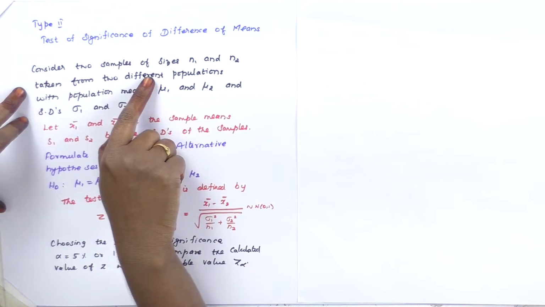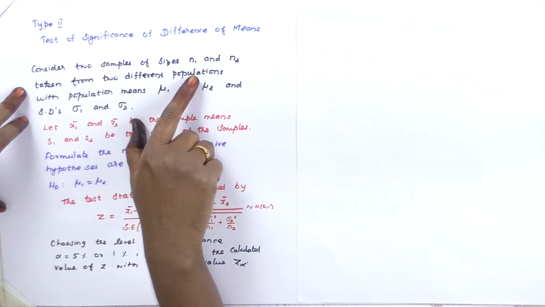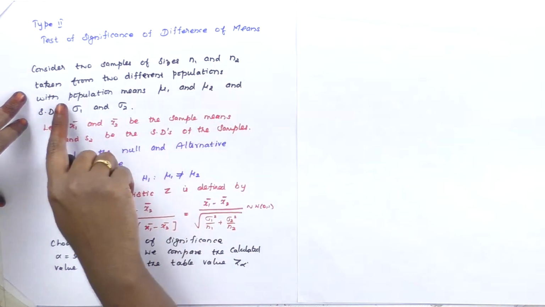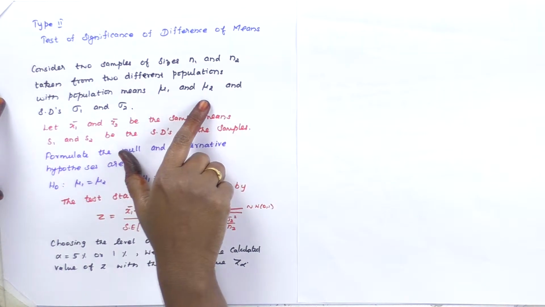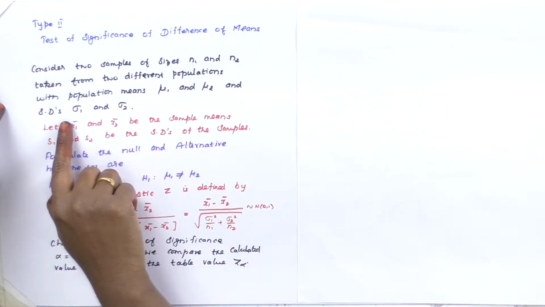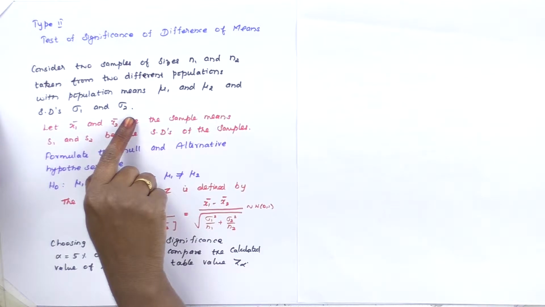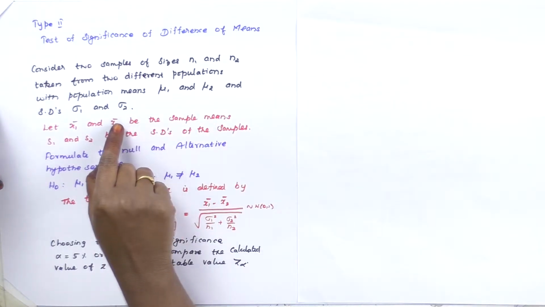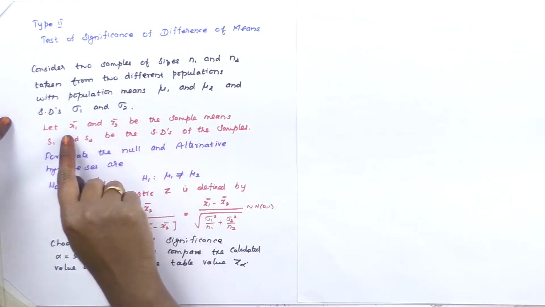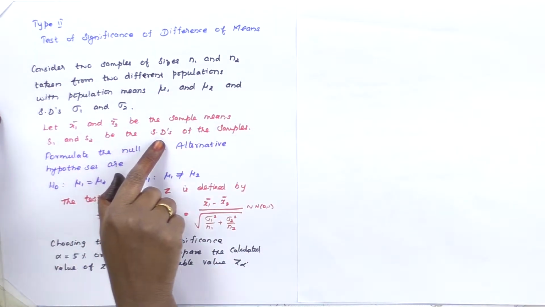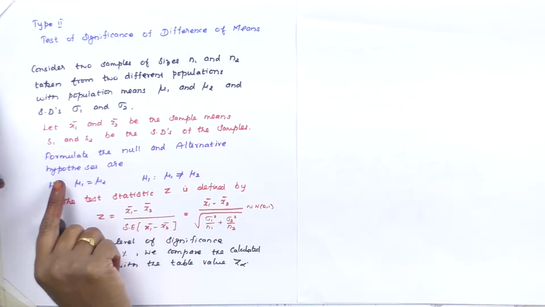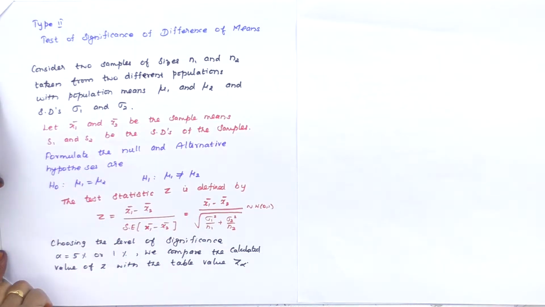Here we consider two samples of sizes n1 and n2 taken from two different populations with population means mu1 and mu2, and the corresponding standard deviations are sigma 1 and sigma 2. These two samples are drawn from the populations. Let x1 bar and x2 bar be the sample means, and s1 and s2 be the corresponding standard deviations. First we want to formulate the null hypothesis and alternative hypothesis.